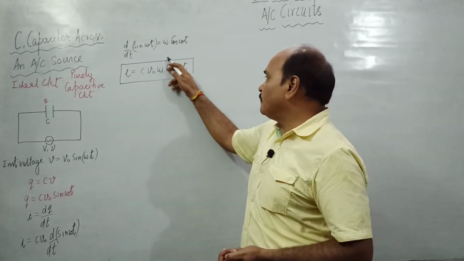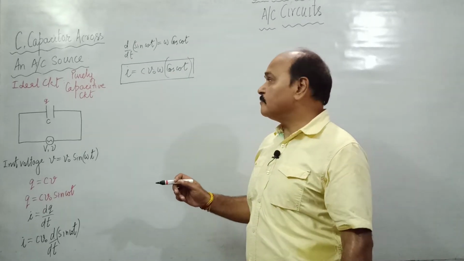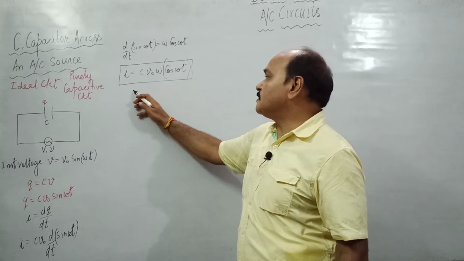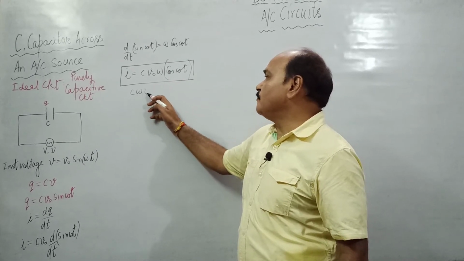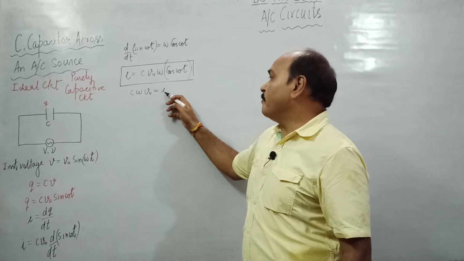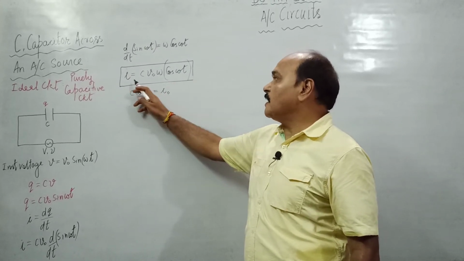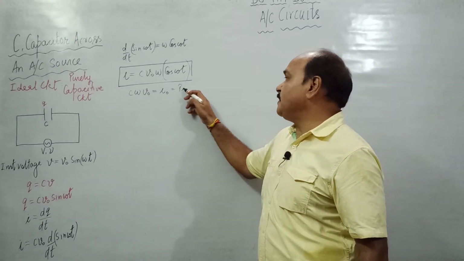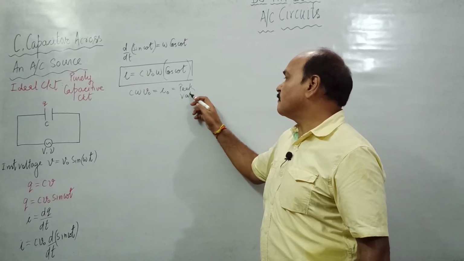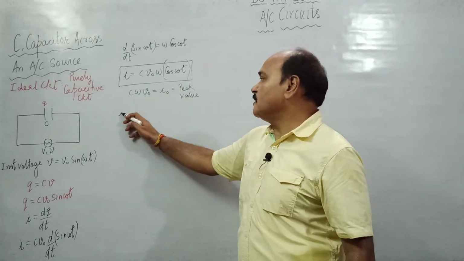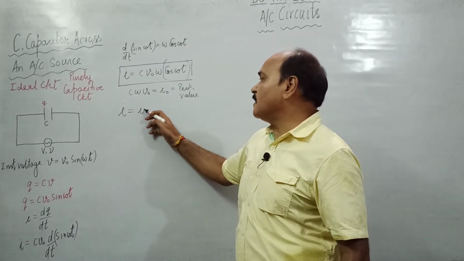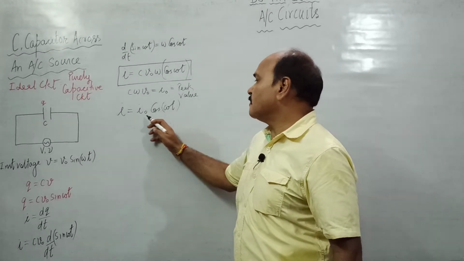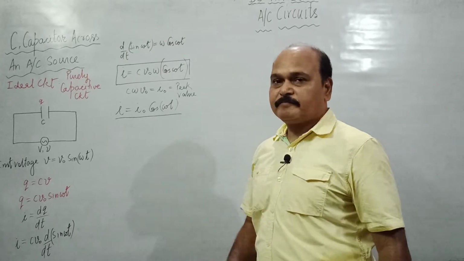If the value of this cosine function is 1, the maximum, then I is going to be C V naught omega. So C omega times V naught is the maximum value of current, the peak value of current. If we substitute the peak value of current here, we get the instantaneous value of current as I equals I naught cos of omega t.